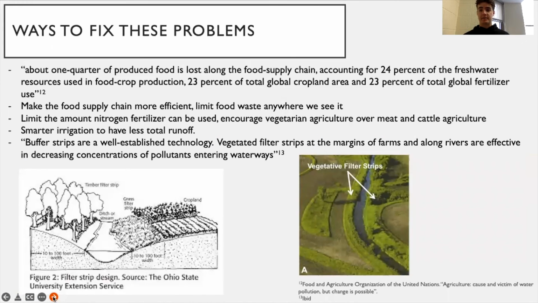So how can we fix all of these problems? One idea is that about 1/4 of produced food is lost along the food supply chain, accounting for 24% of the freshwater resources, 23% of global cropland area, and 23% of global fertilizer use. Only if we could make the supply chain more efficient and limit food waste, we could see potentially 1/4 of global fertilizer gone and used efficiently.